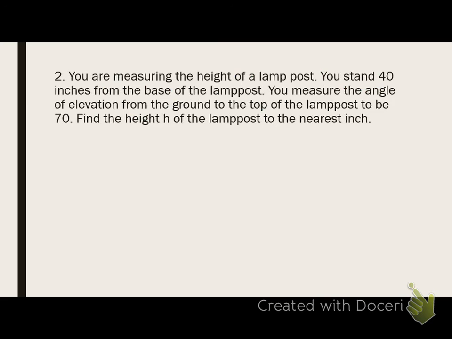Okay, so in our second example, like I told you, I do not mind if you just draw the right triangle beforehand and then start labeling things onto it. You are measuring the height of a lamppost. You stand 40 inches from the base of the lamppost. You measure the angle of elevation from the ground to the top of the lamppost to be 70. Find the height of the lamppost, h, to the nearest inch.